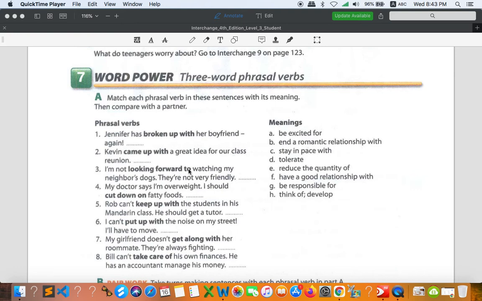All right, so when you are waiting for something, just like you are excited about that. Okay, so the answer is A, be excited for. And what about number 4?